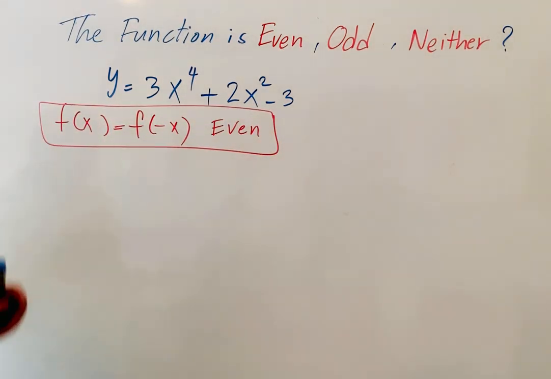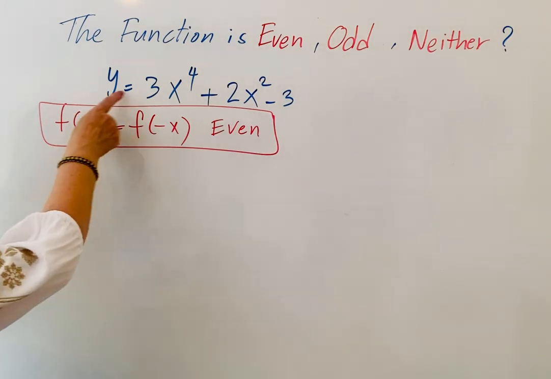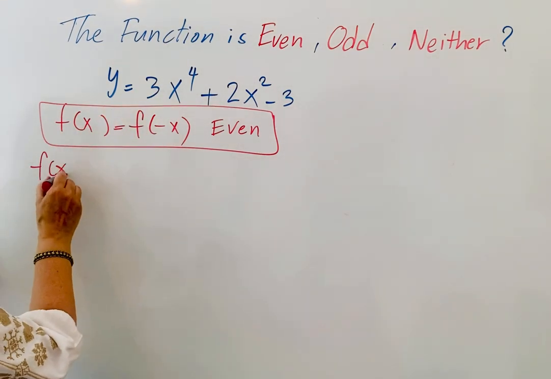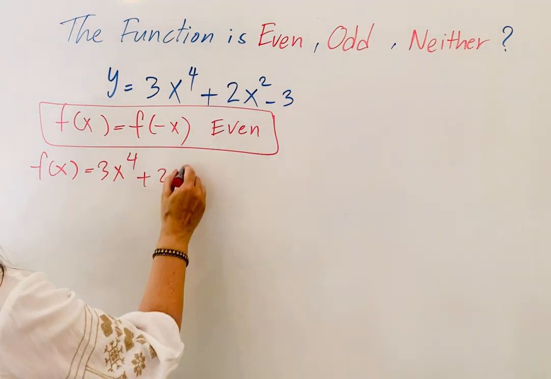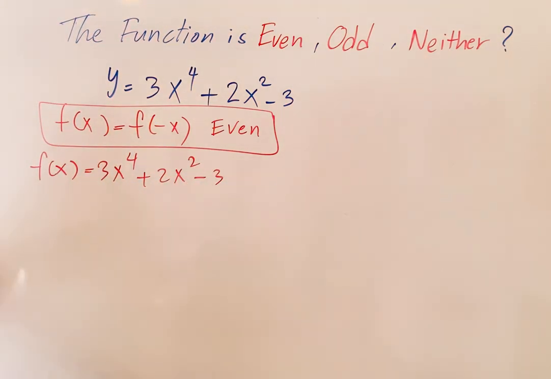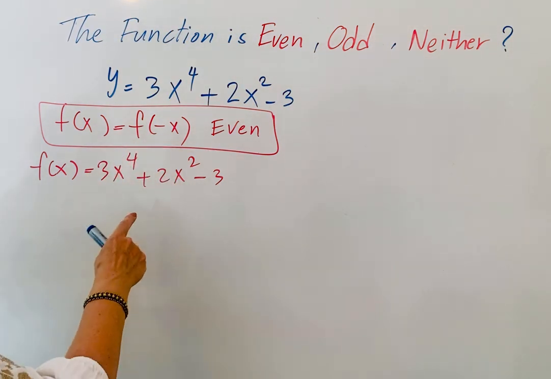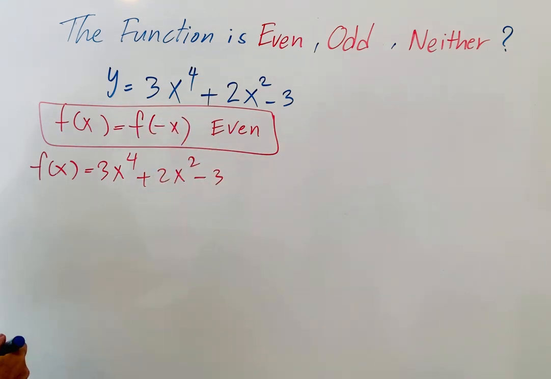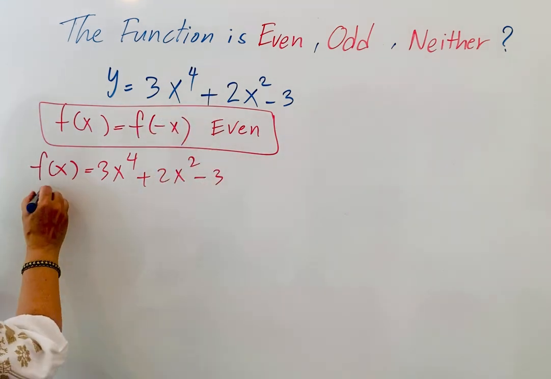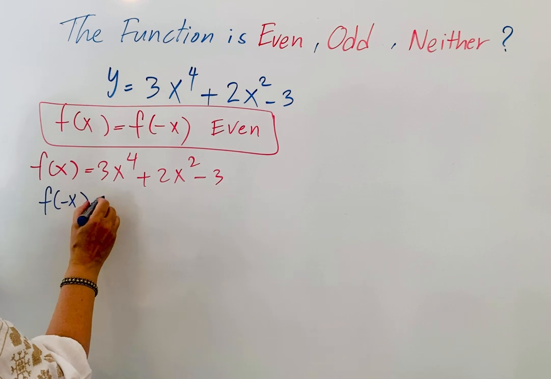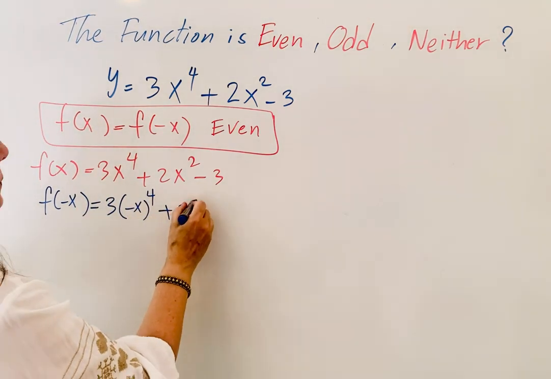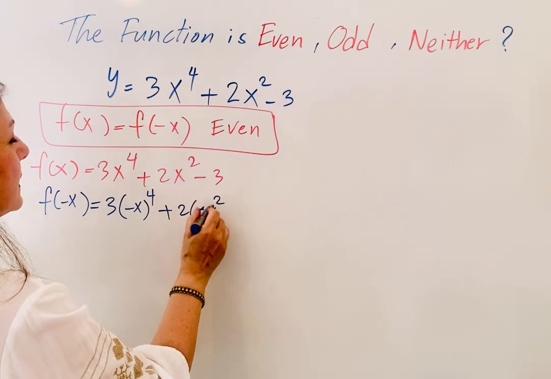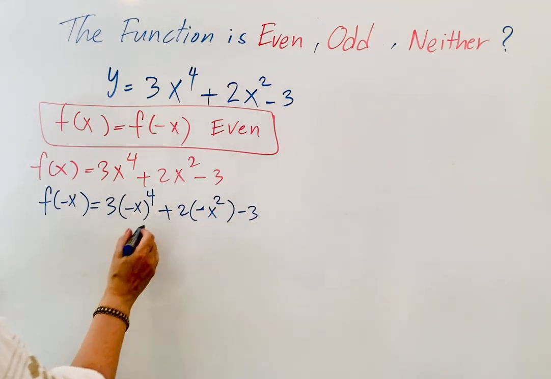We can prove this one. If this is even, we don't know. This is f of x. F of x is equal to 3x to the fourth plus 2x squared minus 3. Right? How about f of negative x? Instead of x, we can write negative x. F of negative x is equal to 3 times negative x to the fourth, plus 2 times negative x squared, minus 3.